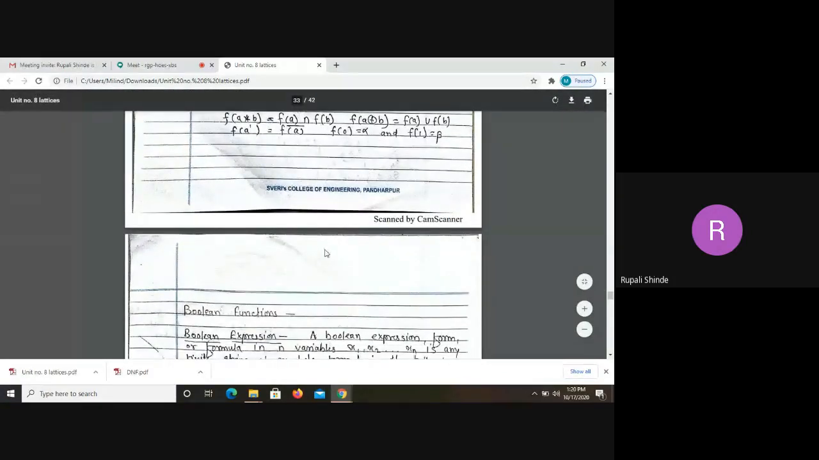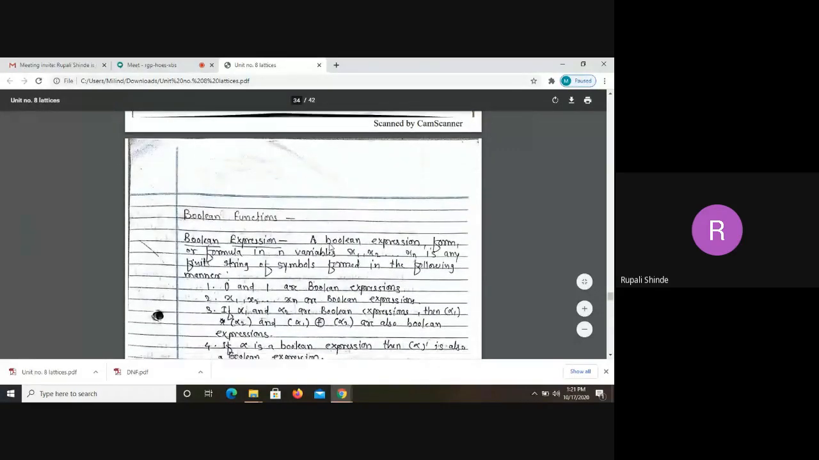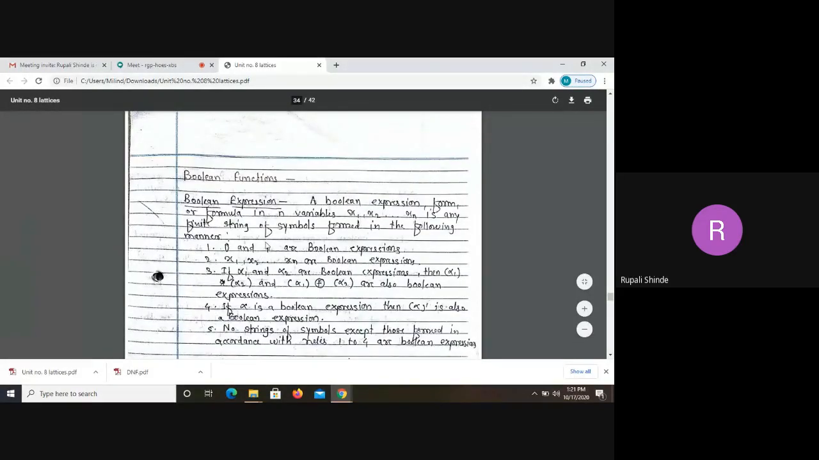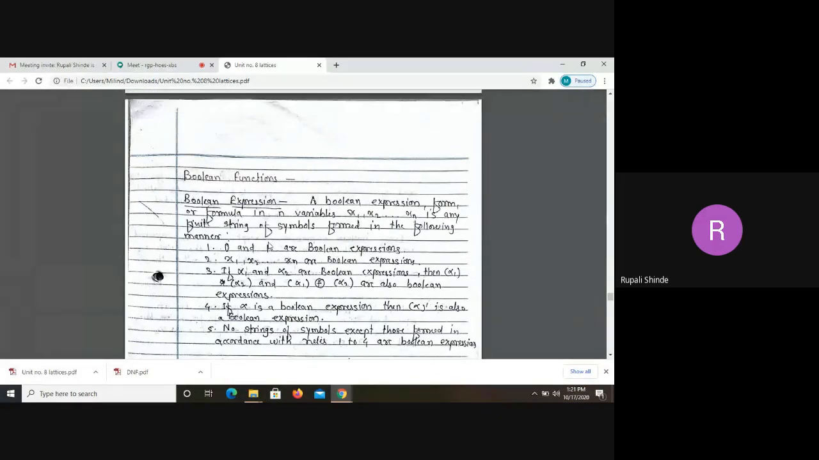Now we are going to move towards the next point, and that is Boolean expressions. I think this is the second last point of this chapter. After this, just one point is remaining, and that is Boolean functions. So first of all, we are going to deal with Boolean expression.